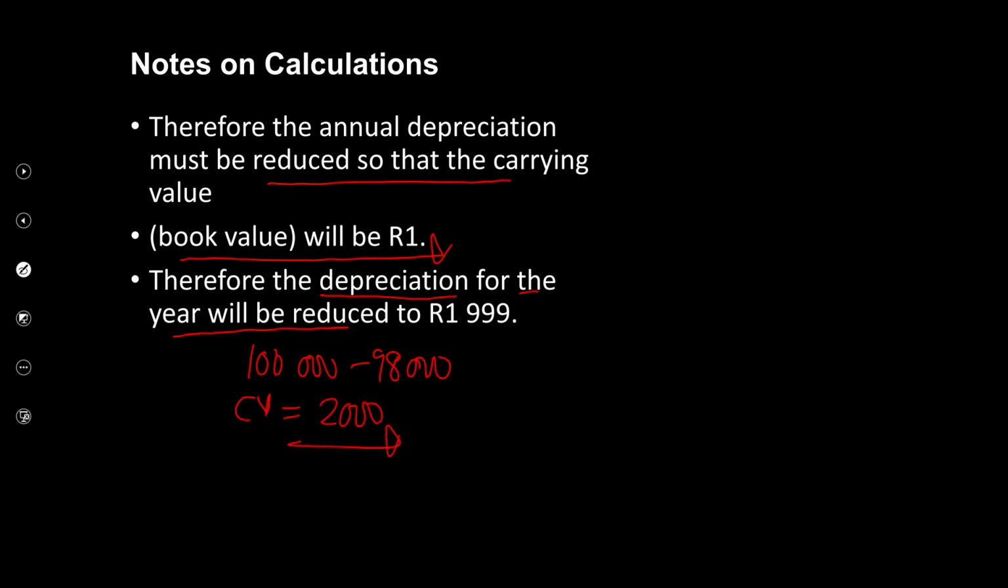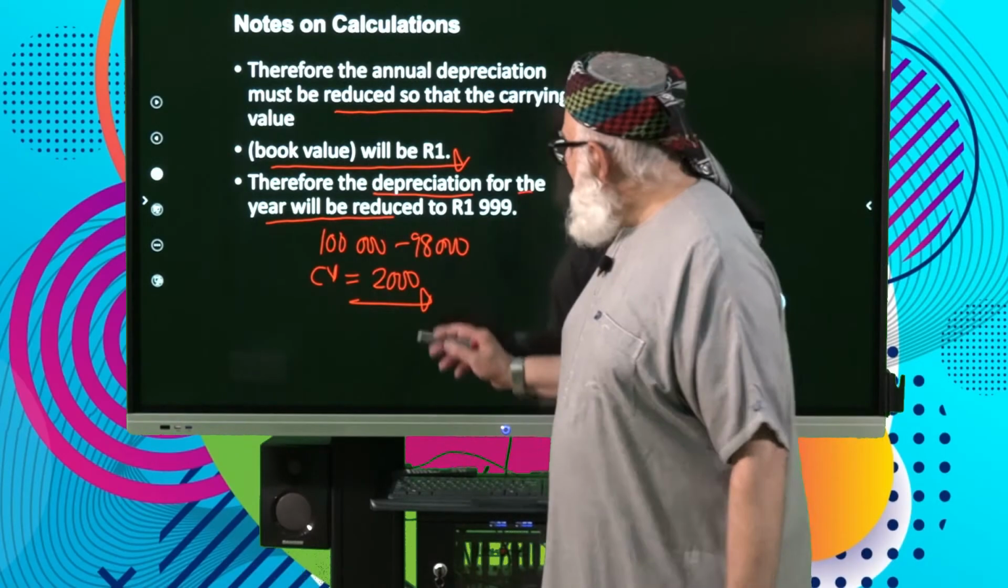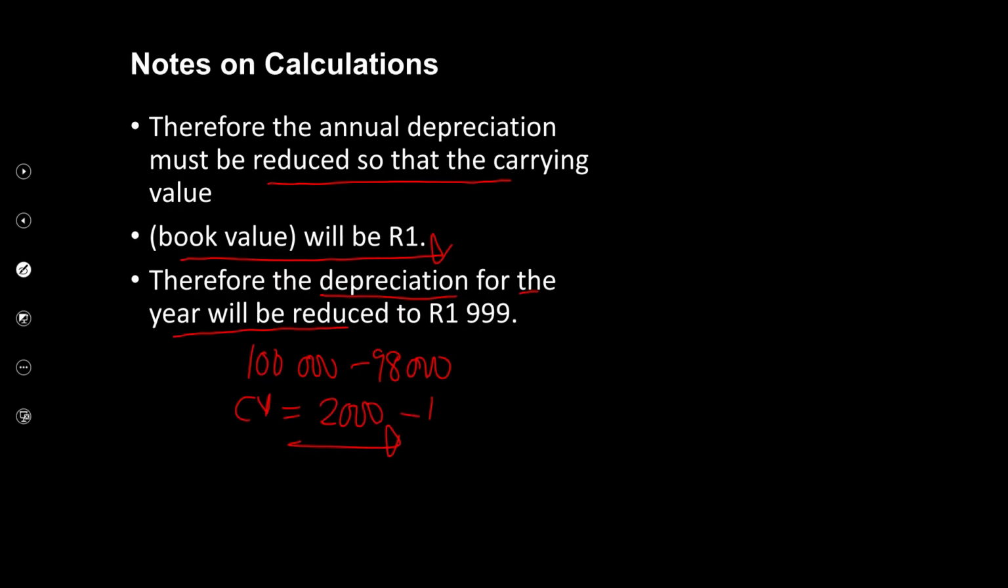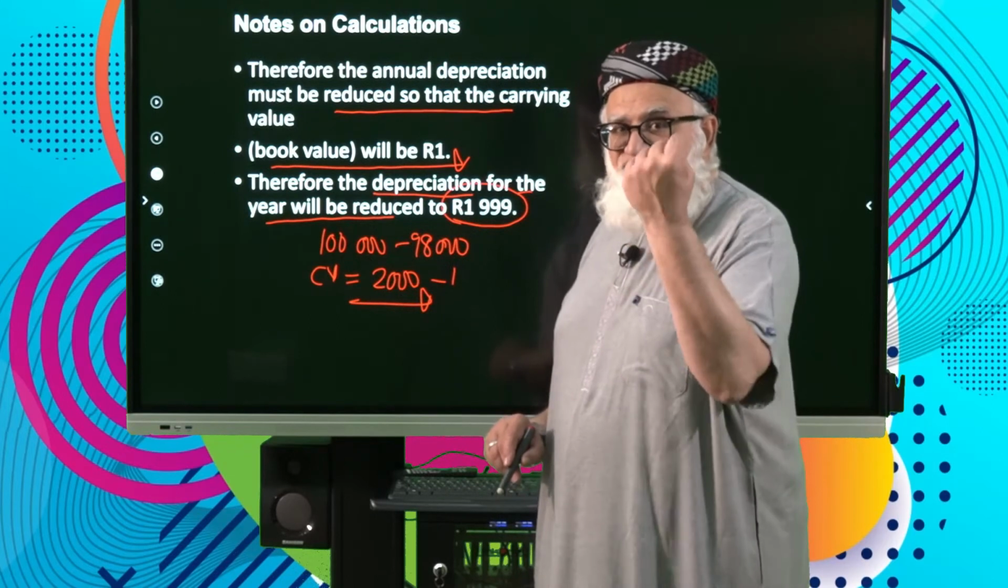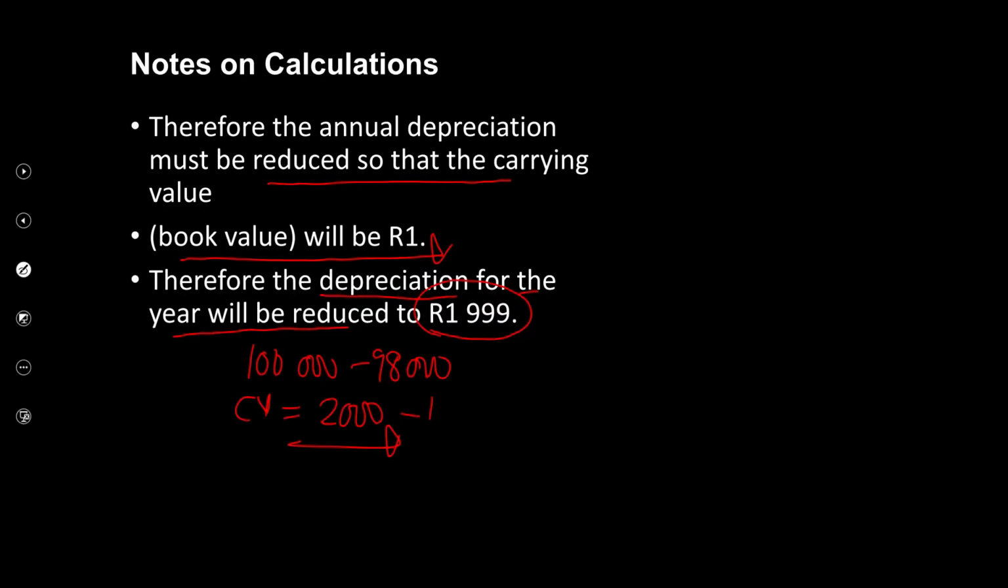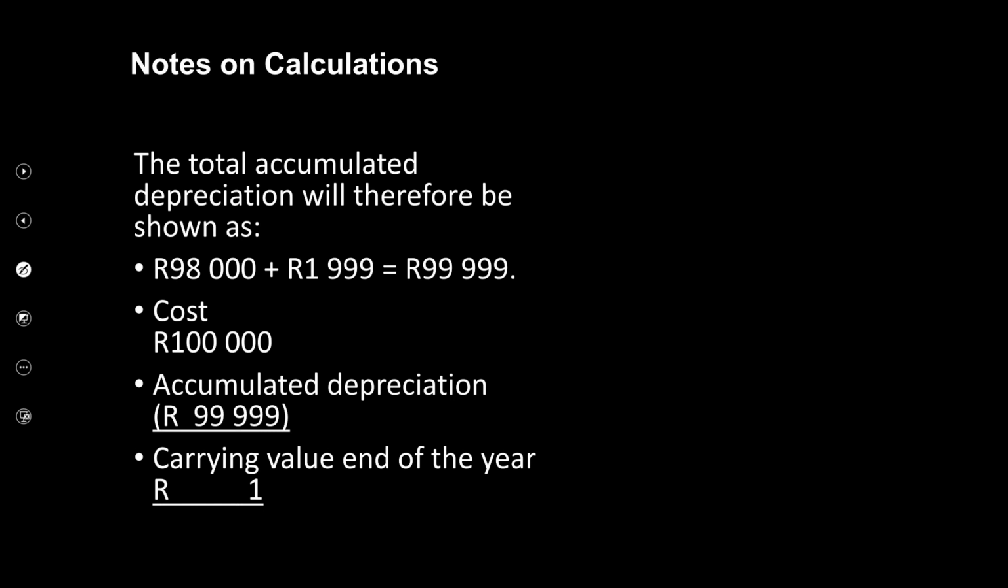Now, the maximum depreciation that you can write off is the 2,000 rand minus the 1 rand, because you want to be left with a carrying value of 1 rand. Clearly, you can see the maximum depreciation that you can write off there is 1,999 rand. Therefore, if you add 98,000 plus the 1,999 rand, it will give you a total value of 99,999 rand. The total accumulated depreciation will therefore be shown as 98,000 plus the 1,999 rand. Here's that figure I told you about, 99,999 rand. Okay, watch. Cost is 100,000. Accumulated is 99,999 rand, therefore giving me the carrying value of 1 rand.